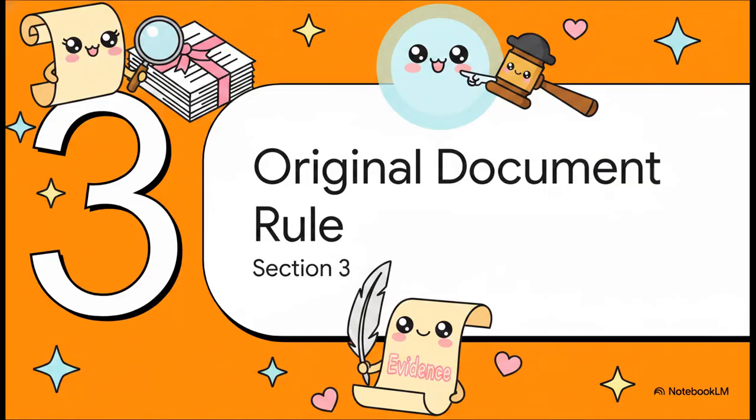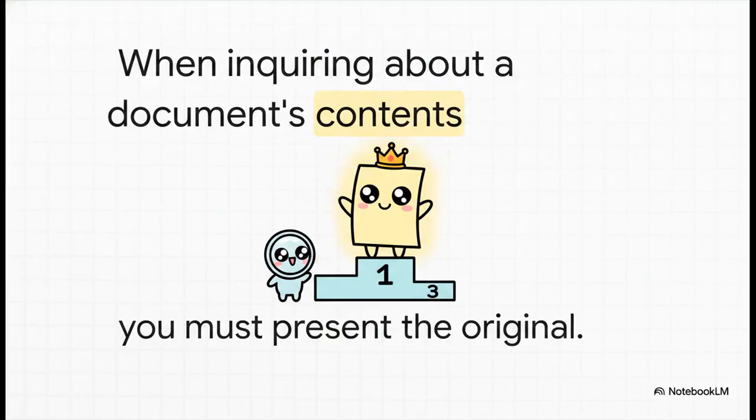All right, Section 3, the original document rule. Let's pivot to paper. This used to be called the best evidence rule in older textbooks, but the golden rule here is incredibly simple. Yet, I promise you, it is constantly tested. If the subject of your inquiry is the actual contents of a document, you must present the original writing itself, period. You can't just stand there and talk about what a contract says. You have to show the judge the original paper.